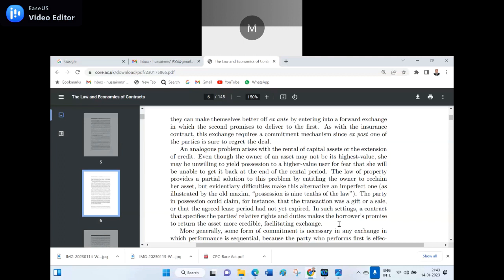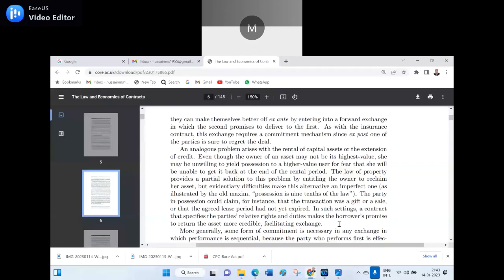Suppose a property is given for lease, say a house. If a house is given on lease, there is a lease period. What is the lease period for the house? Anyone? It depends, Prof. Residential houses are always 11 months or 1 year.